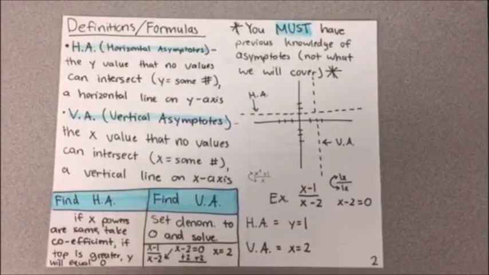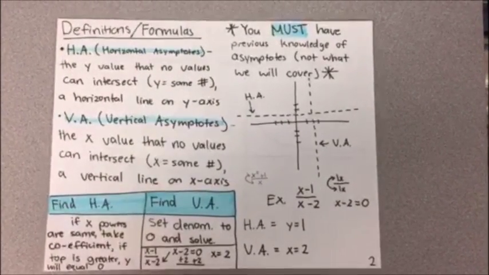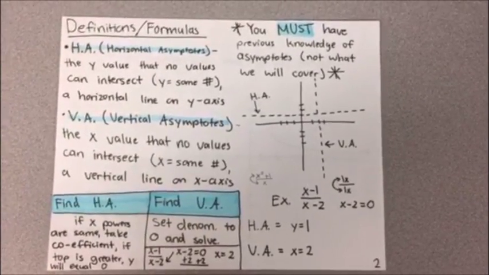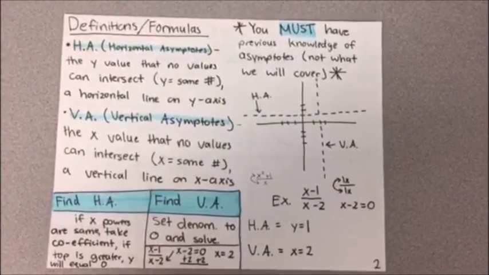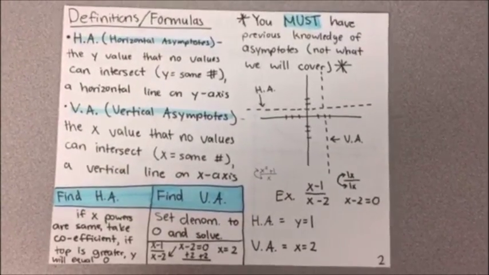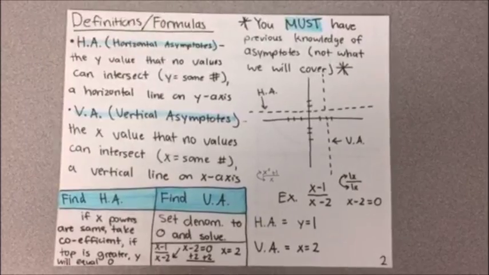Horizontal asymptote, that is where it crosses on the y-axis. This, you cannot pass. Vertical asymptote, this is the x value. You cannot pass the x value on this. It creates a vertical line on the x-axis itself.